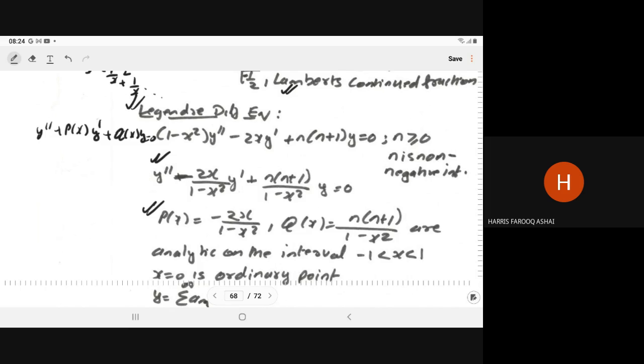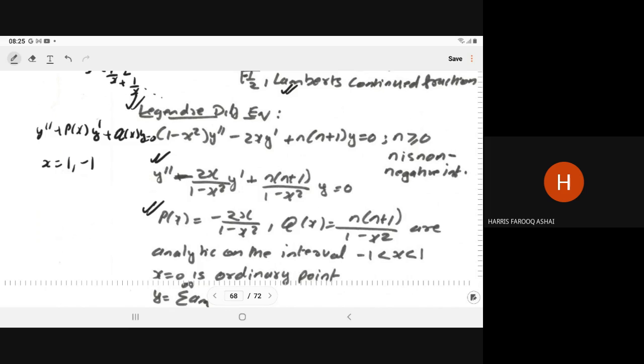If P and Q are not analytic at a particular point, then the solution is also not analytic. So you can observe that P and Q are analytic in the open interval from -1 to 1. If you take x from -1 to 1, then it is analytic. Where will it create the problem? Where P and Q are not well defined, for x equal to +1 and -1. At the boundary only it will create the problem.